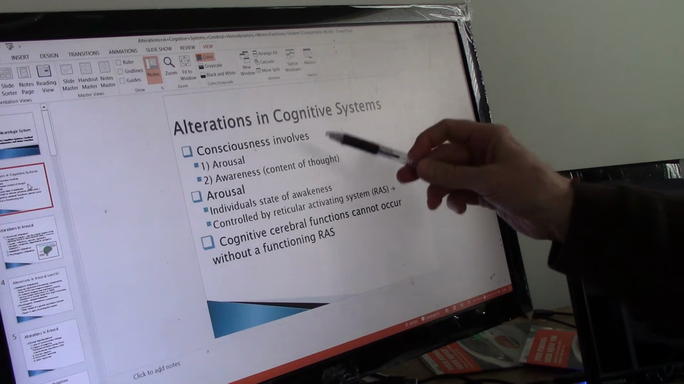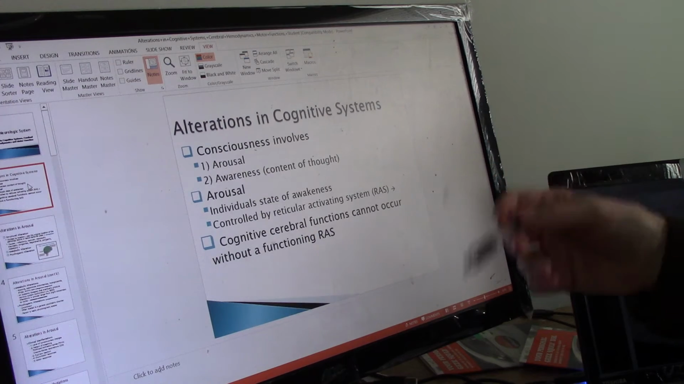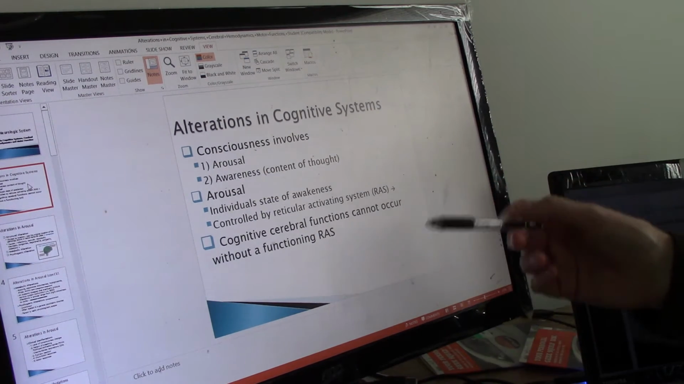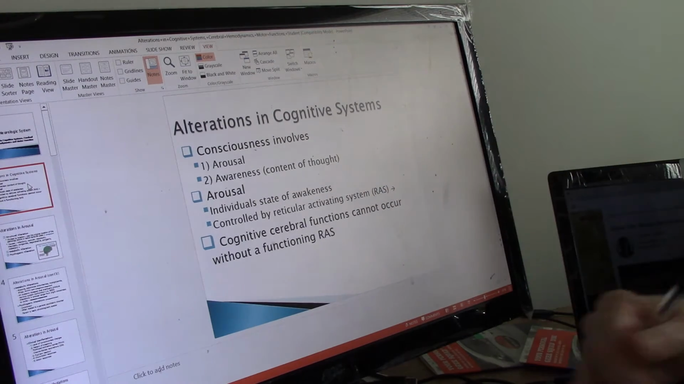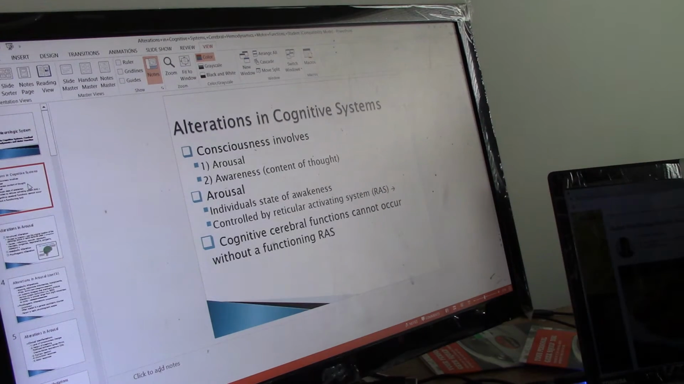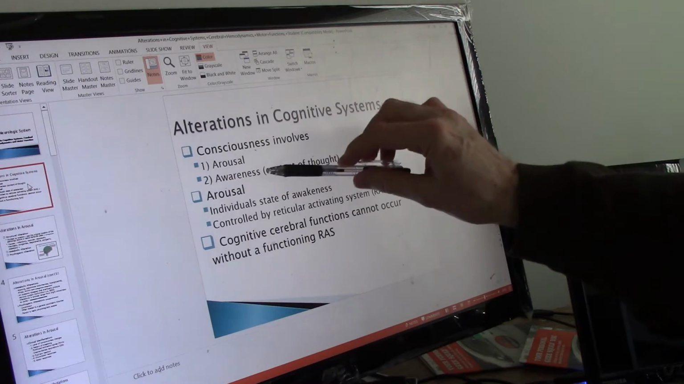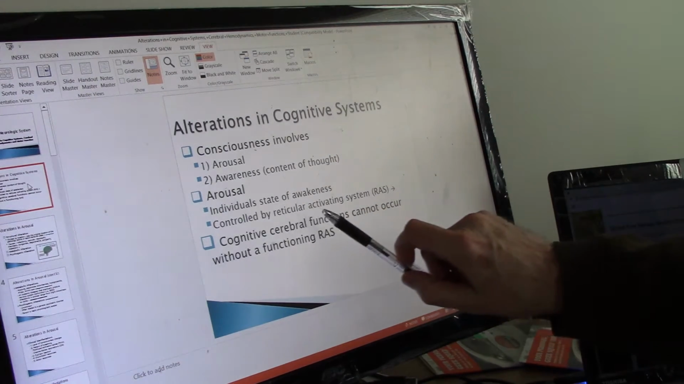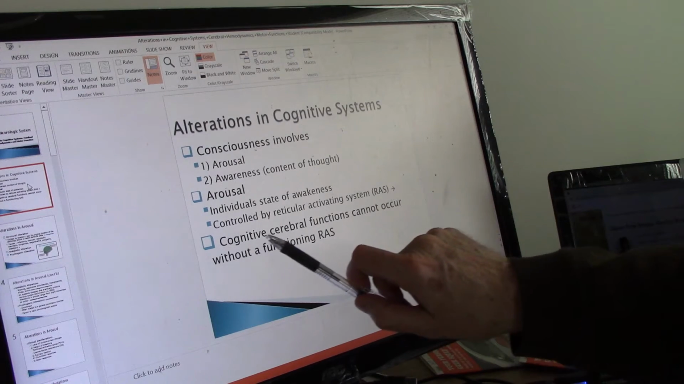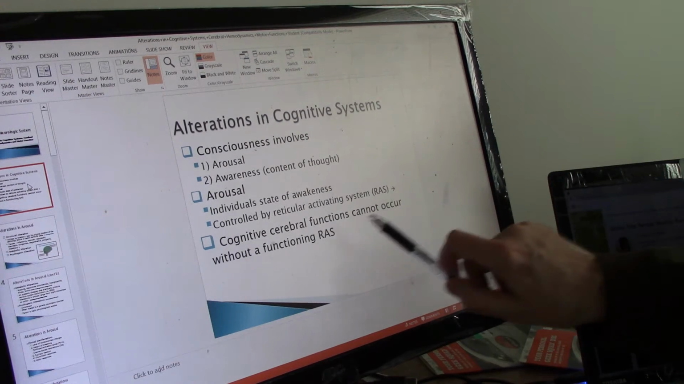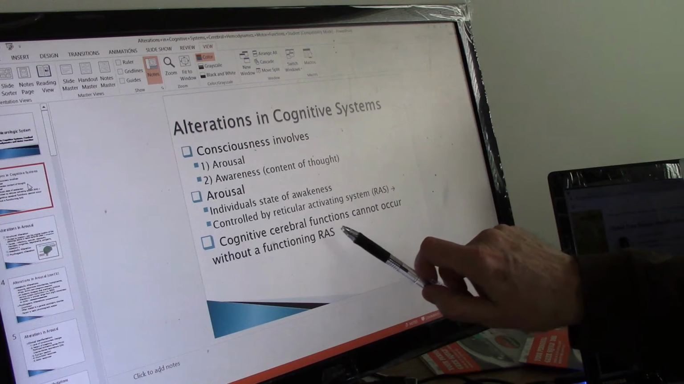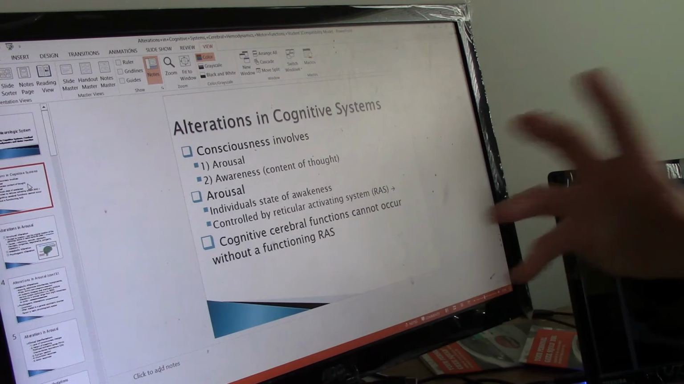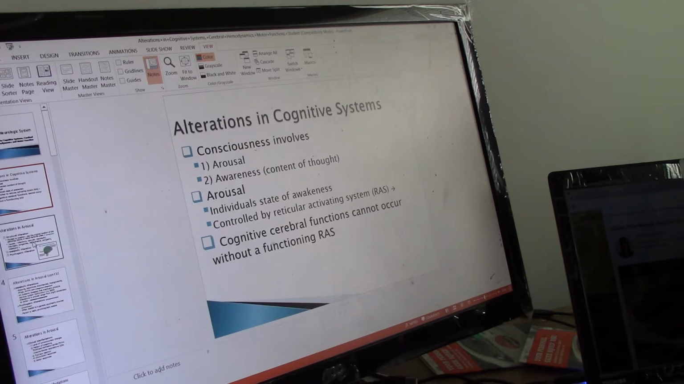Now, consciousness has two parts: arousal, the capacity to be woken up and the capacity to become alert, and also awareness. Once I'm aroused, I'm aware of what's going on. Those two things are required for consciousness. Now, regarding arousal, notice that the cognitive cerebral functions cannot occur without a functioning RAS, or reticular activating system, like we talked about. That is a key part of the brain that's involved in consciousness.